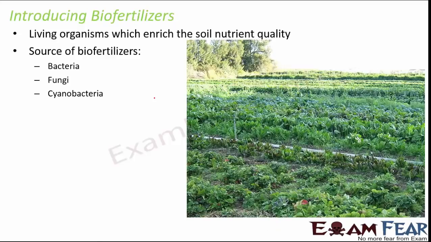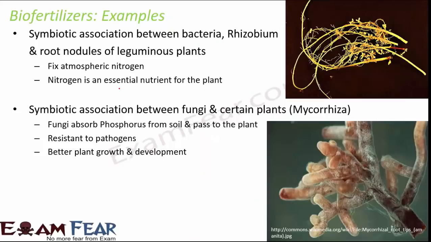You have biofertilizers, where living organisms can enrich the soil quality. So they are called biofertilizers. Bacteria, fungi, cyanobacteria, they all act as biofertilizers also. One example could be the symbiotic association between the bacteria Rhizobium and root nodules of leguminous plants. This association helps to fix atmospheric nitrogen. The moment you fix nitrogen into the soil, you are increasing the fertility of the soil. So it is a biofertilizer.